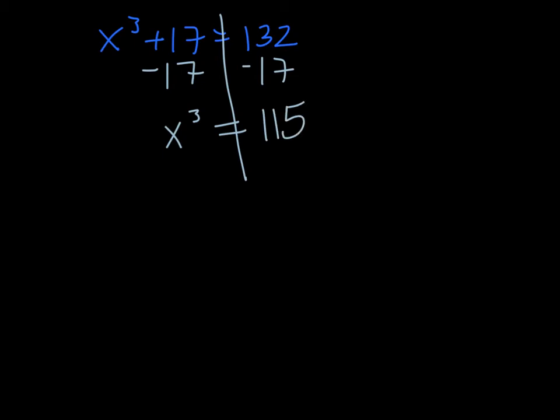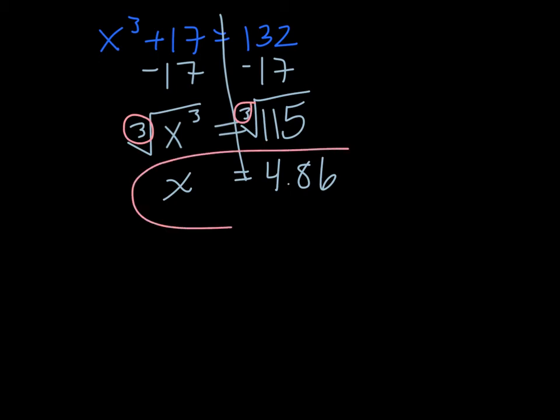115. And now that I have the x cubed by itself, to undo cubing x, I'm going to take the cube root, which gives me x equals the cube root of 115, which rounded to the nearest hundredth is 4.86. And because I took the odd root of it, I only have one answer. So that's my final answer.